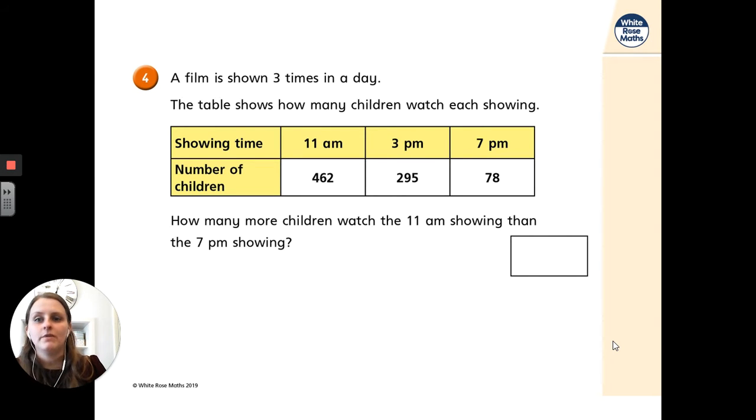Number 4. A film is shown 3 times in a day. The table shows how many children watch each showing. The showing times are 11 a.m., 3 p.m. and 7 p.m. The number of children at 11 a.m. is 462. The number of children at 3 p.m. is 295. And at 7 p.m. it's 78. How many more children watch the 11 a.m. showing than the 7 p.m. showing? Think carefully. Again, we are subtracting today. Think which 2 numbers you will need to subtract to find the difference between those 2 amounts of children, to find out how many more.